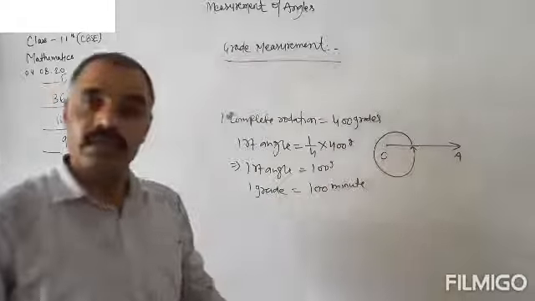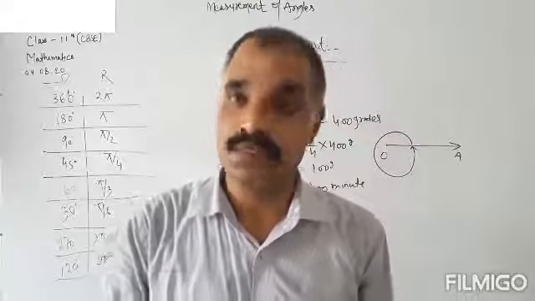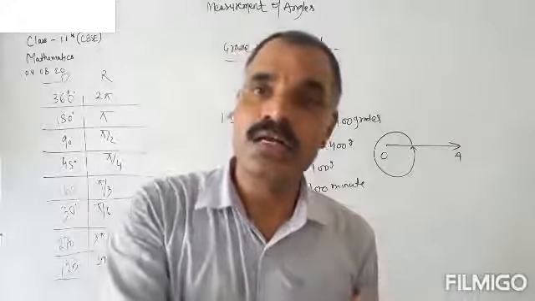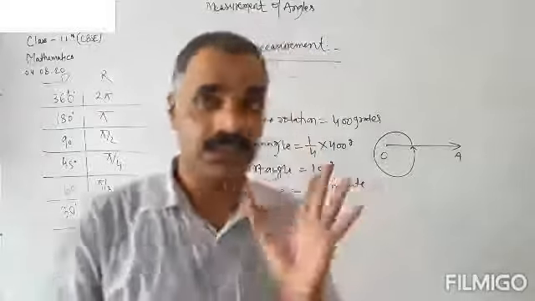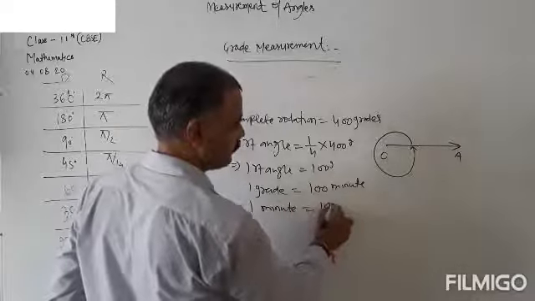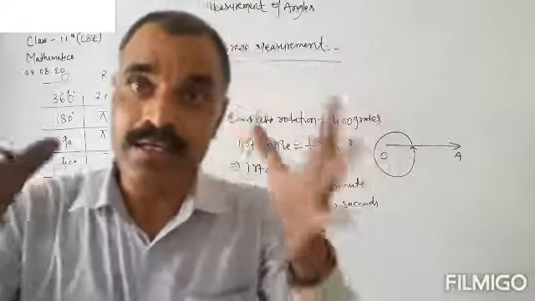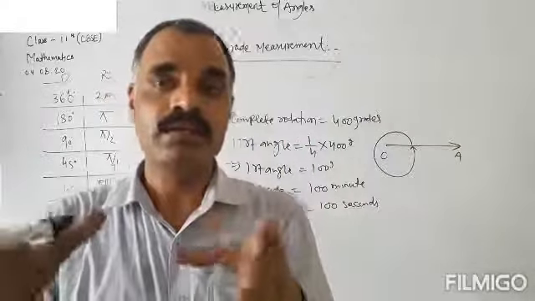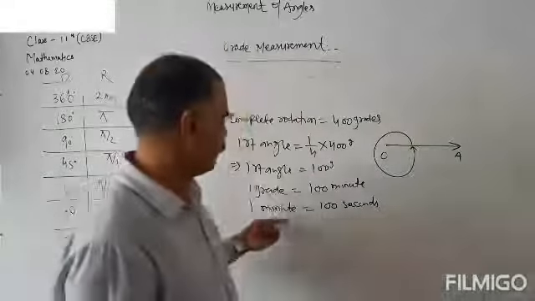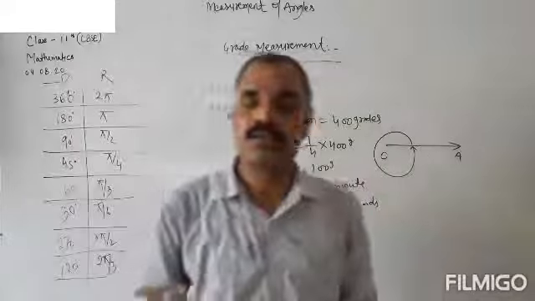Each minute is again divided into 100 equal parts and each part is said to be a second. So 1 minute is equal to 100 seconds. I am repeating again, 1 minute is equal to 100 seconds in the grade system of measurement of angles. So this is the grade measurement of angles.